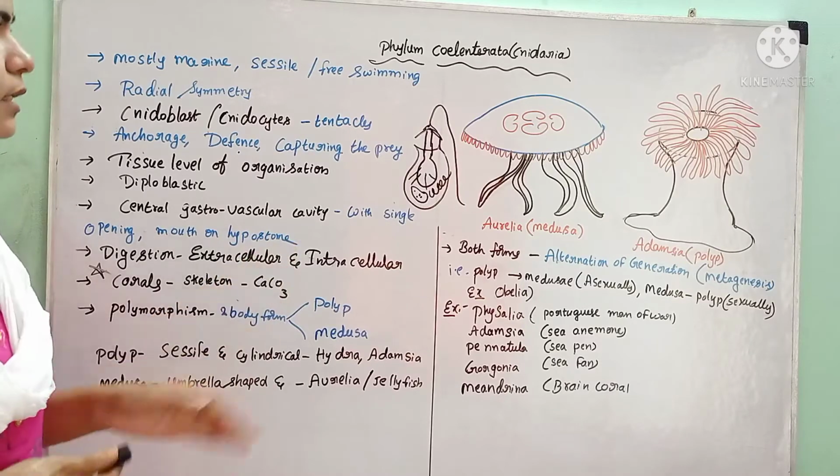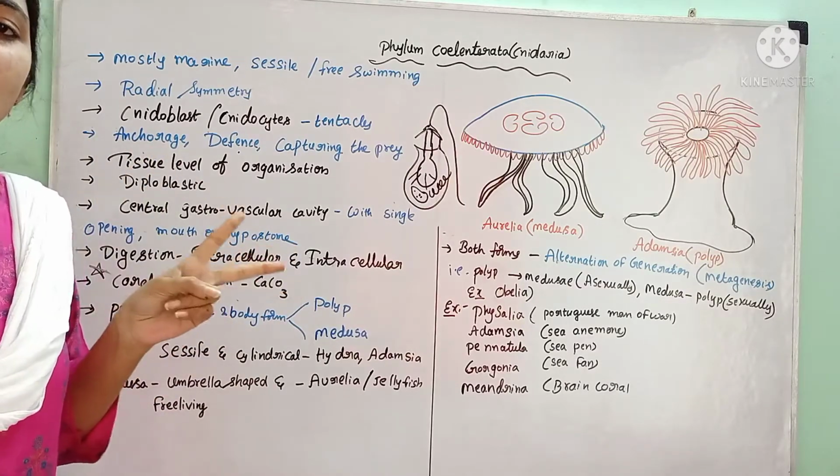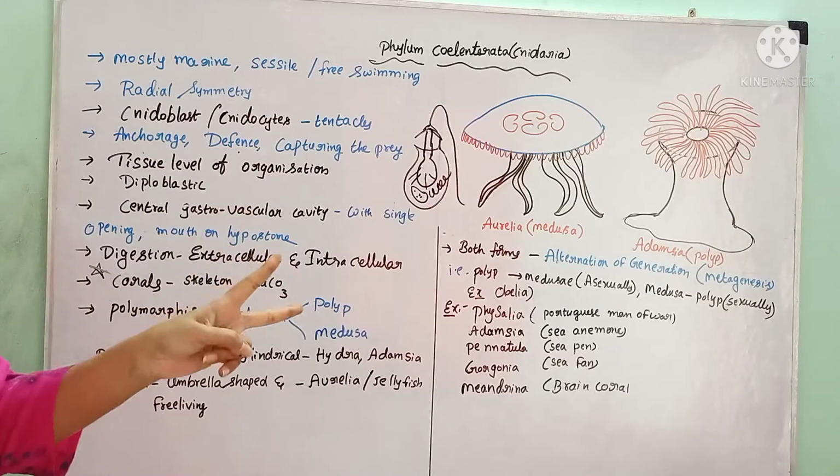Polymorphism means they exist in two body forms. Some of the members exhibit two body forms.